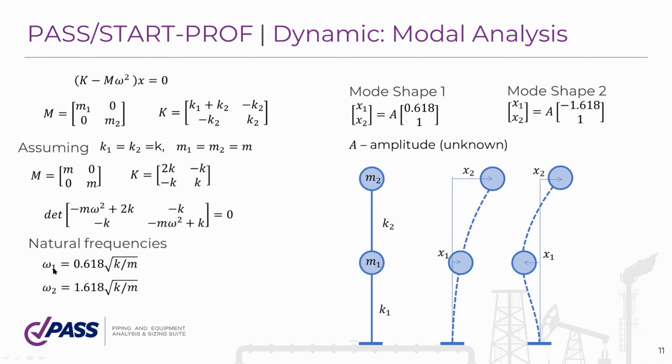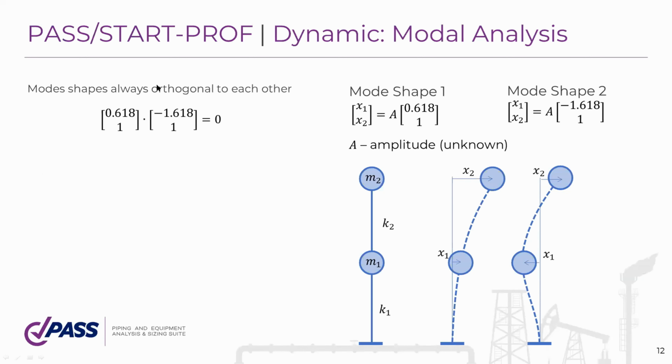And you can see the values of the first and second natural frequencies. Also, we can calculate the mode shape vectors. The first mode shape vector equals amplitude A multiplied by these values. But the amplitude is unknown. We don't know the value of the displacements. We can create the shape of the deformation, but we can't measure the value, for example, in millimeters or inches, of the displacements in the system. We can only see the shape of the deformation.